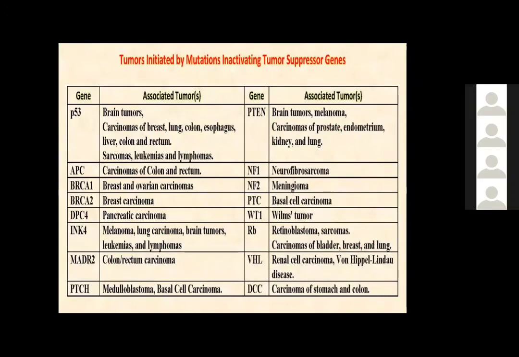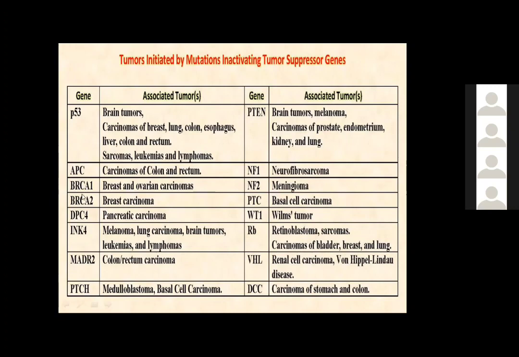Of course we said that tumor suppressor genes are an important category of genes which suppress development of malignancy in the normal condition. Mutations of these tumor suppressor genes are associated with development of cancer. And there are specific correlations between specific tumor suppressor genes and specific types of malignancy. For instance, P53 gene mutations are associated with development of brain tumors, carcinoma, sarcoma, leukemia, etc.